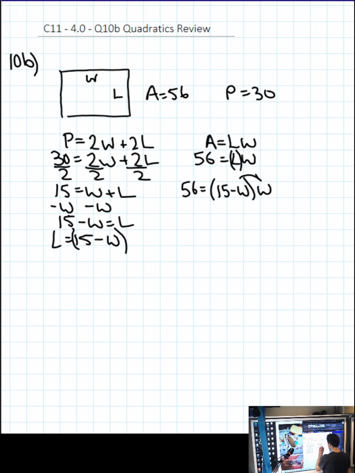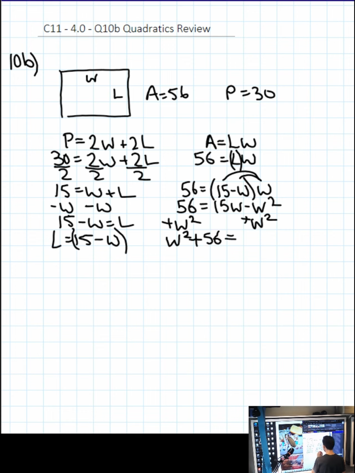We can distribute our W backwards, so we'll get 56 equals 15W minus W squared. We want to get a squared term positive, so let's start by adding W squared to both sides, and we'll get W squared plus 56 equals 15W. We'll then subtract 15W from both sides, and we'll get W squared minus 15W plus 56 equals 0.